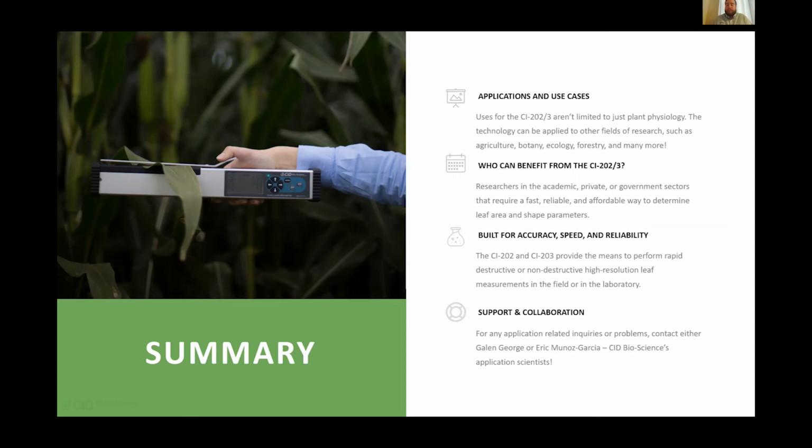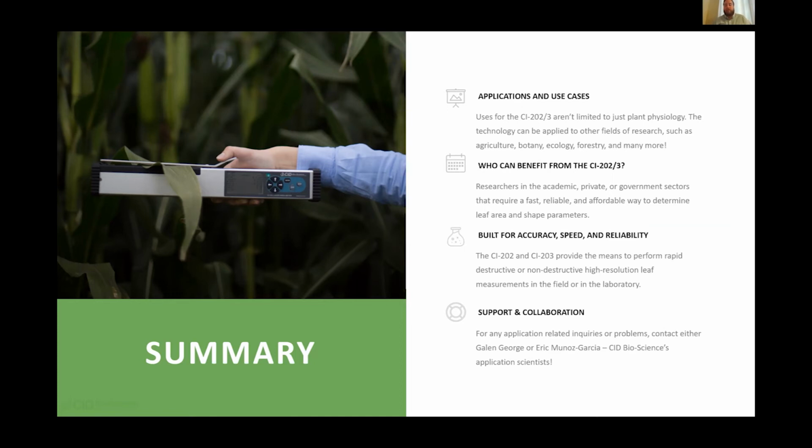So lots of researchers out in the field, either in academic or private or government sectors, can benefit from this because it's a really fast alternative. It's reliable with the laser scanning technology, and it's affordable. So really any researchers of plant physiology, of botany, of forestry, agriculture, all can benefit from using this instrument.